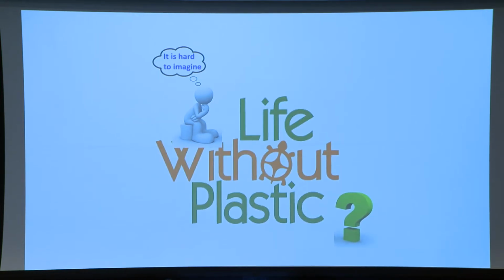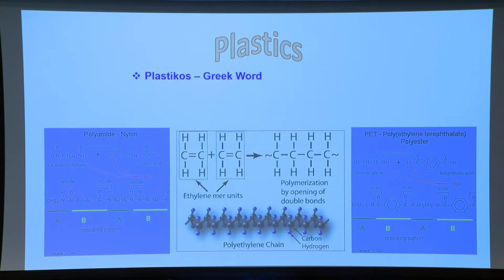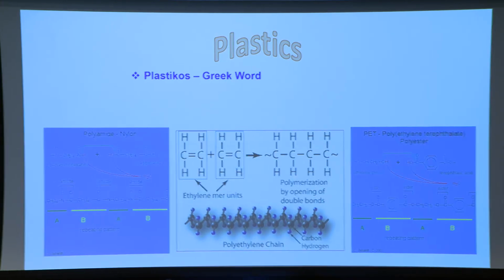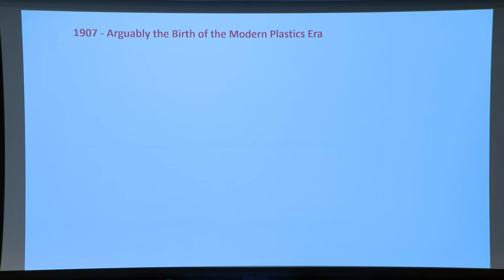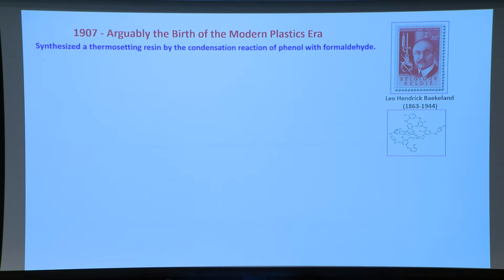It's very hard to imagine life without plastics. Plastics is a term from the Greek word plastikos, capable of being shaped or molded, and it's typically organic polymers of high molecular weight. 1907 was arguably the most important time of our modern era, when Leo Baekeland synthesized a thermosetting resin by condensing phenol and formaldehyde.